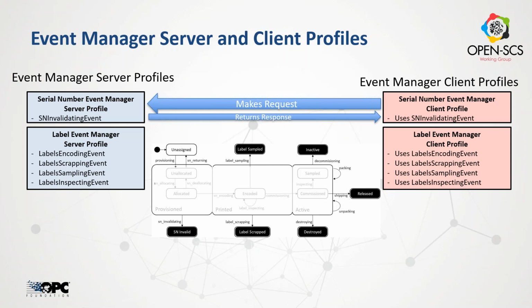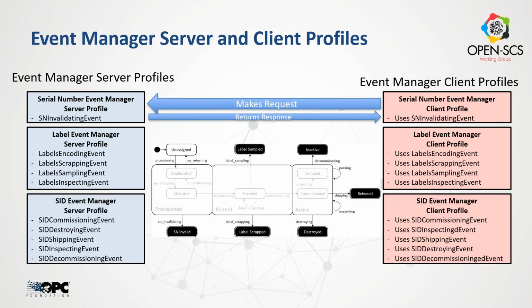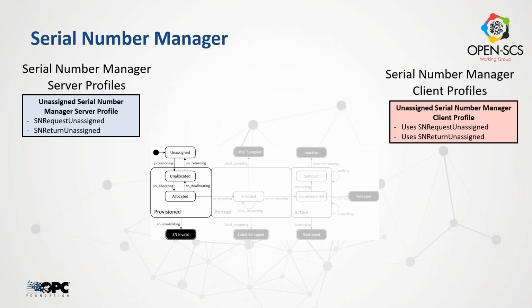So we have client profiles and server profiles. And then we have the same for SIDs. So if you take a look at the event manager, there's really 6 profiles that we have defined associated with it. One for the serial numbers, one for the client, and one for the server, one for the labels, label client, label server, and SID client and SID server. So these are handling all of the events that can come out associated with the objects we're talking about with the labels and with the commissioned products.